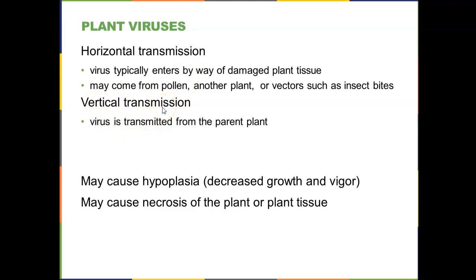So, for instance, in humans, HIV can be passed on from an infected mother through the placenta or during childbirth at the very latest, to the baby, the embryo or the baby. So a baby can be born with an HIV infection. That would be an example of vertical transmission.